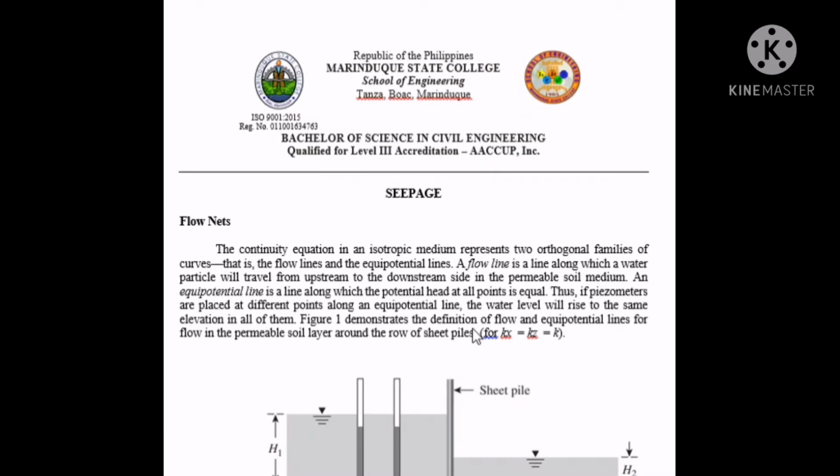The continuity equation in an isotropic medium represents two orthogonal families of curves, that is flow lines and equipotential lines. A flow line is a line along which a water particle will travel from upstream to the downstream side in the permeable soil medium. An equipotential line is a line along which the potential head at all points is equal. Thus, if piezometers are placed at different points along an equipotential line, the water level will rise to the same elevation in all of them.